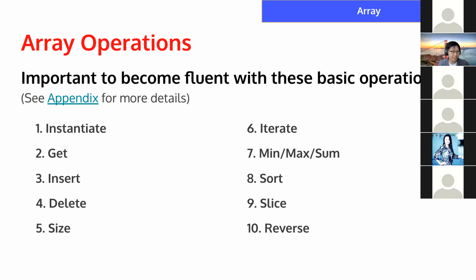Number 9 is slicing, which is basically getting a subset array. For example, if you want to get this part of the array from the 0th index to the 5th index, how would you go about doing that, right?